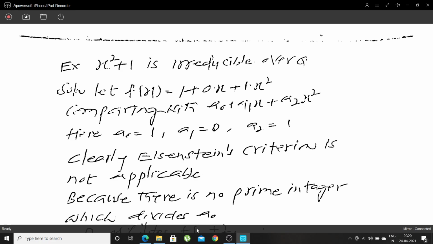Let me continue the algebra part. I'm in session 3. Today we'll solve some examples related to the Eisenstein criterion.